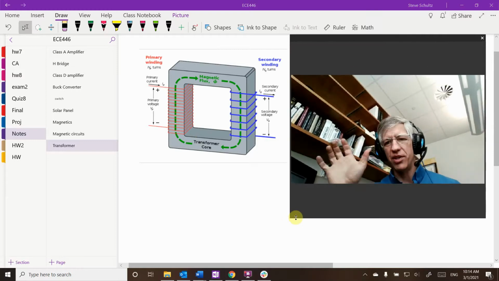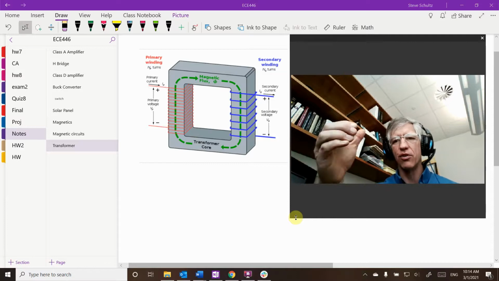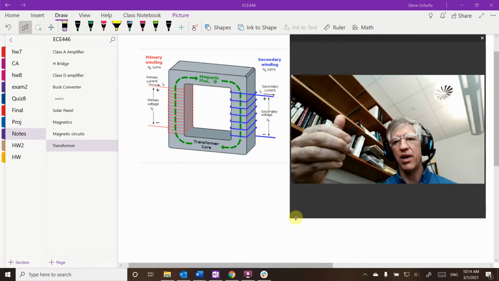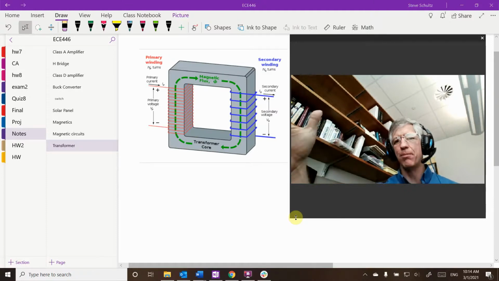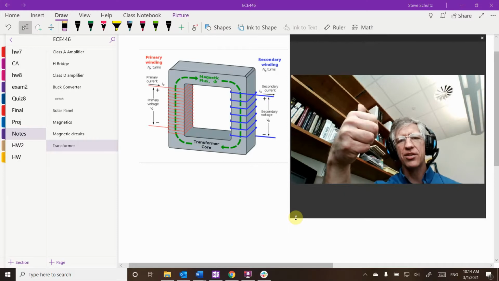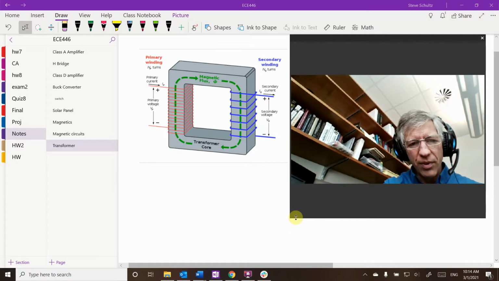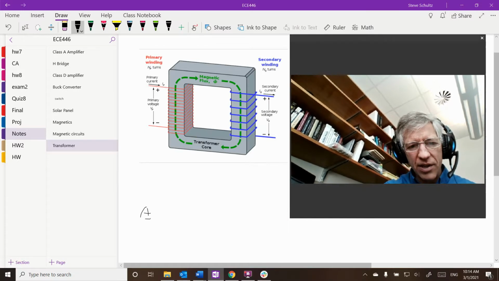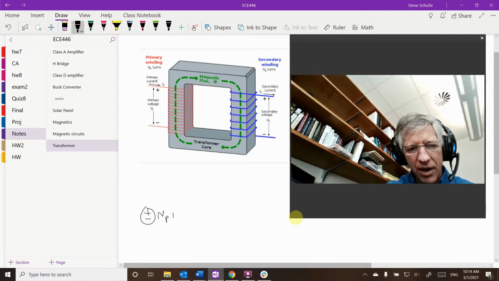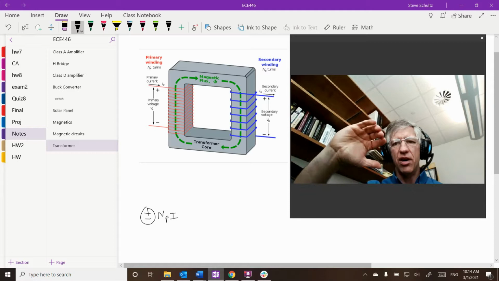We're going to use our right hand rule, and take our fingers and wrap them around the direction that the windings are going. On the left-hand side, we're wrapping around this direction, and my thumb is pointing up. That means I'm producing a flux going up. On my primary side, this is going to be equal to N primary times I primary.